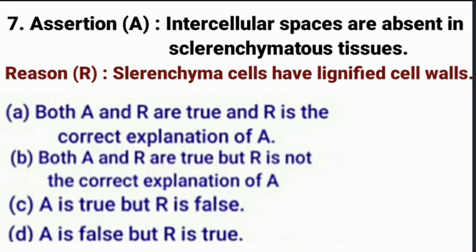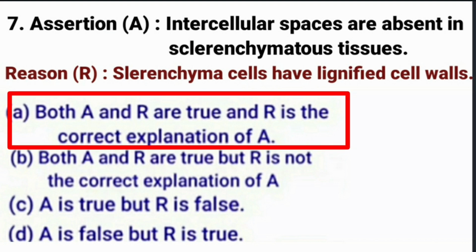Next question. Assertion: intercellular spaces are absent in sclerenchymatous tissues. Reason: sclerenchyma cells have lignified cell walls. Here both assertion and reason are true. Intercellular spaces are absent in sclerenchymatous tissues because sclerenchyma cells have lignified cell walls. Here reason is the correct explanation of assertion. So, the correct answer is option A.